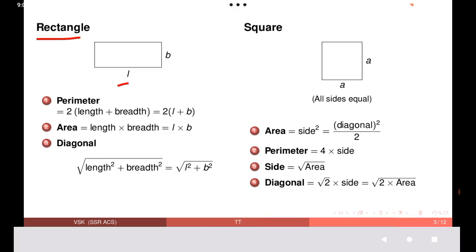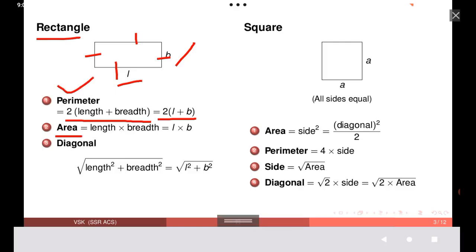In a rectangle, there is a length, there is a breadth. So in this case, if length and breadth are given, what is the perimeter? Perimeter means sum of all these sides, and the formula is given by 2 into (length plus breadth), that is 2 into (L plus B). So this is the formula for perimeter. ये आपको formula याद करना है.